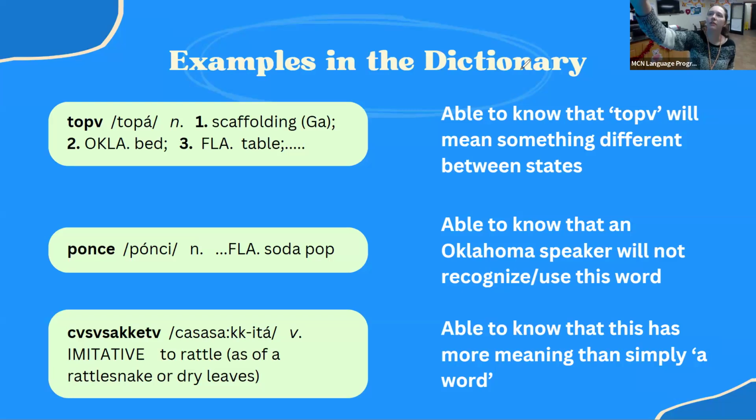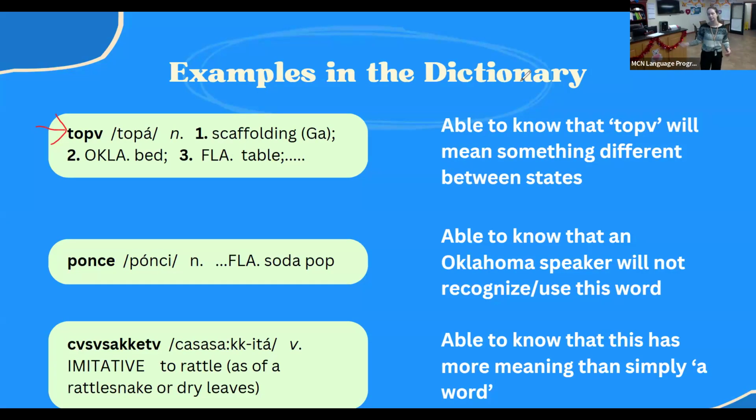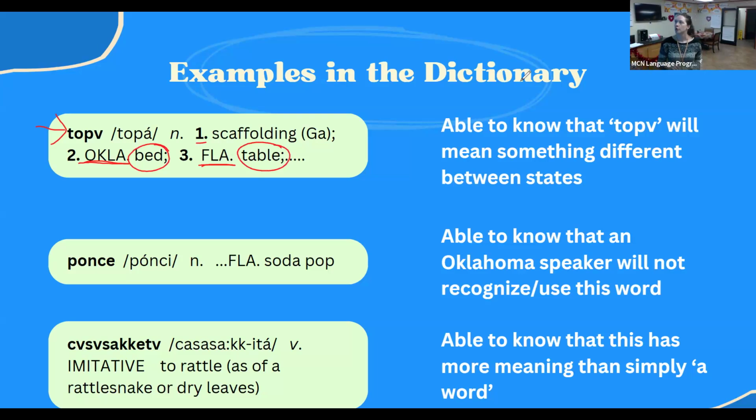Our first one is my favorite to use for this example, doba. So the first meaning is scaffolding, but then we have Okla and we have Fla, Oklahoma and Florida, right? For the Okla, it says bed, but for the Florida, it says table. So what this shows us, we're able to look at this word and know off the bat that doba means something different depending on if you're talking to someone in Oklahoma versus Florida. If you talk to a Florida Seminole, they're going to think of a table. If you talk to an Oklahoma Mvskoke speaker, they're going to think of a bed, right? Which is very different. I'm going to go lay on the bed, but you're in Florida, it's going to sound like I'm going to go lay on the table. So you need to know the context.